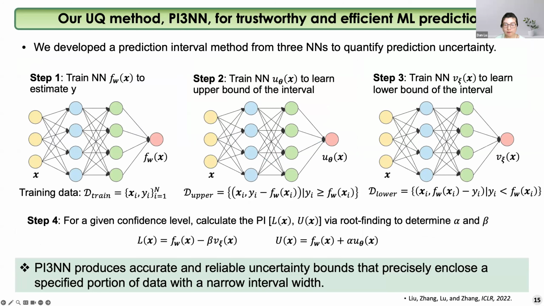And then to address these challenges, we developed a novel prediction interval method called PI3NN to quantify the machine learning model uncertainty. For a given confidence level, this approach estimates the prediction intervals using 3 neural networks in 4 steps. So first, we train a neural network, no matter what neural network you want to use, depends on your data feature, to estimate the prediction value. And then based on the prediction errors, we train 2 additional neural networks to estimate the up and the lower bounds of the interval. And lastly, we calculate 2 coefficients to precisely determine the uncertainty bound. And we have applied the PI3NN to multiple scientific problems, demonstrating that it produces accurate and reliable uncertainty estimates that can precisely enclose the specified portion of data with a narrow interval width, so support informed decision making.